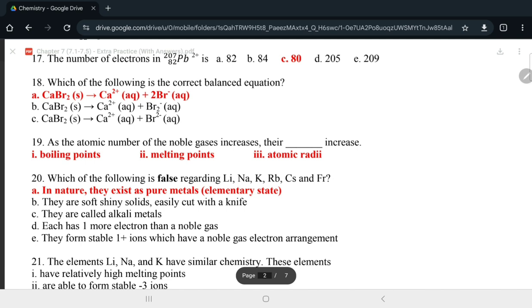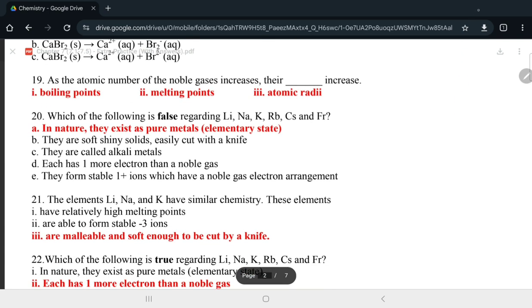As the atomic number of the noble gases increases, their radius increases. The atomic number increases as you go down the group, okay? And when you go down the group in noble gases, the melting point will increase, the boiling point will increase, and the radius of the atom will also increase. This is to be memorized, okay?